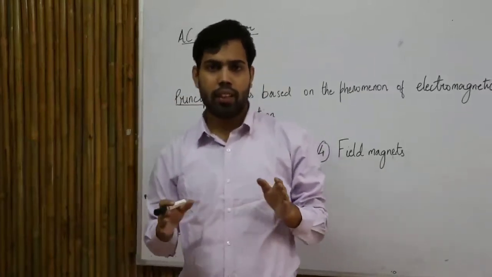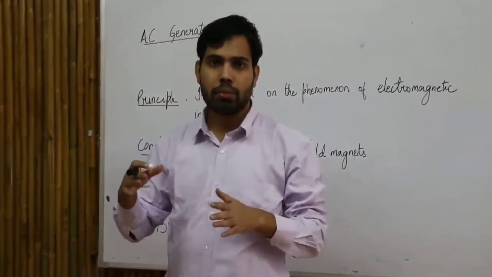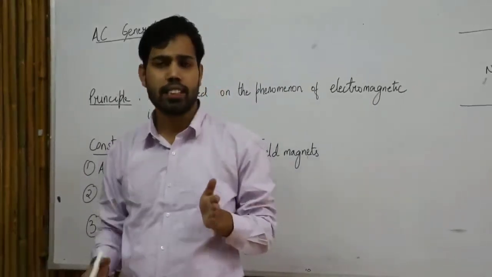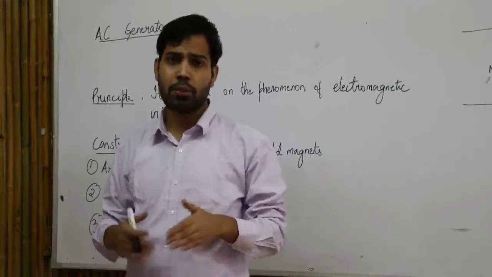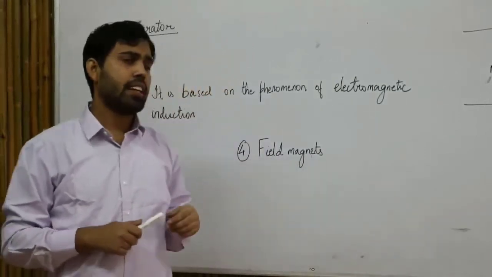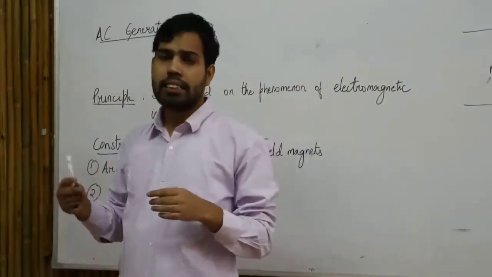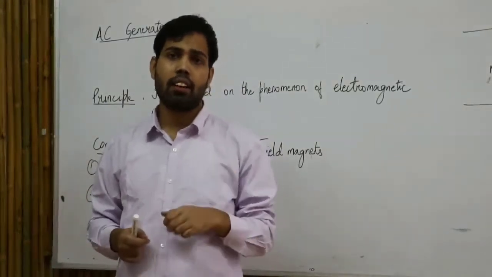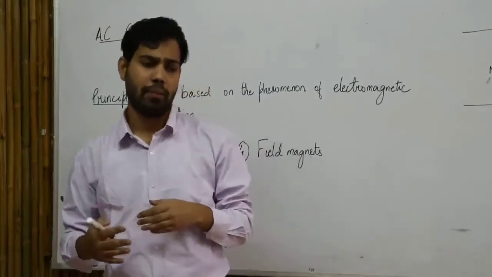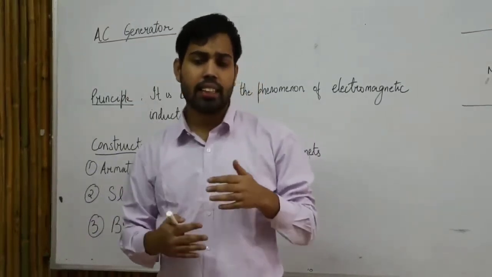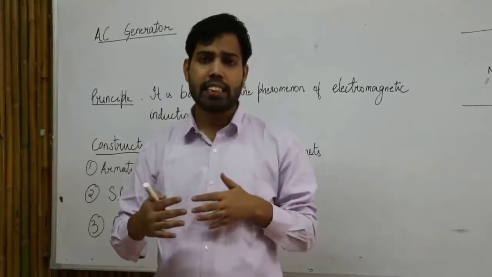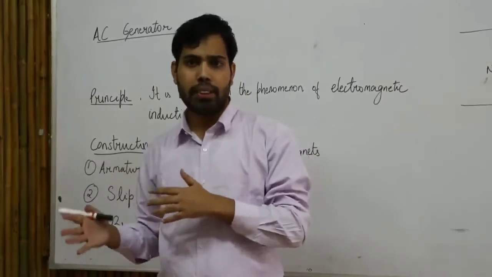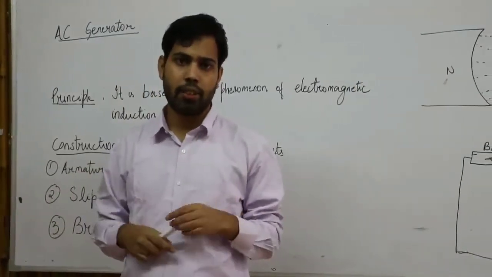Till now, whenever I've talked about electric current, I've always been referring to DC, the direct current. That is, the direction of the current remains fixed throughout the process. But in our day-to-day lives, the electric current that we see in our houses is not direct current but alternating current. So what is an alternating current? Alternating current is that current which changes its direction after equal intervals of time.